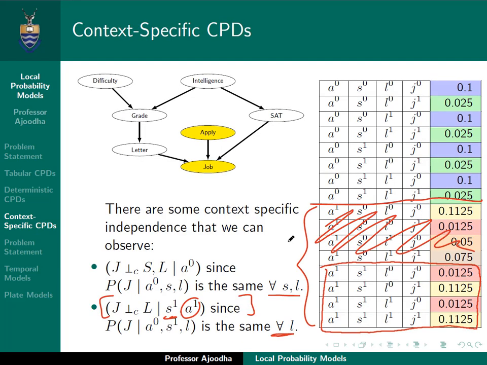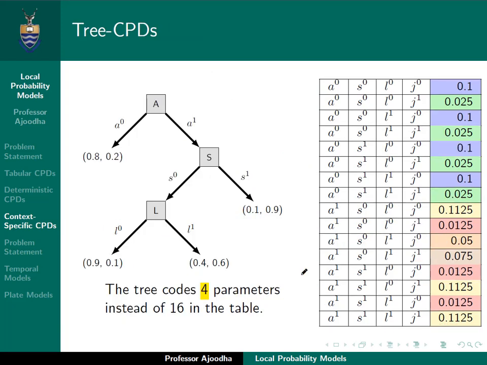So that's wonderful. And so what we ended up doing is we summarized this part of the table into this contextual CPD, and we summarized this part of the table into this contextual CPD. We haven't really summarized this part yet. This part we'll have to write out as is because they are all unique values. All right, so that's pretty cool.